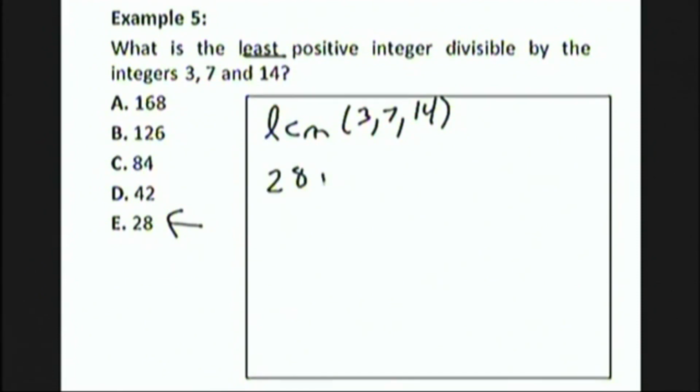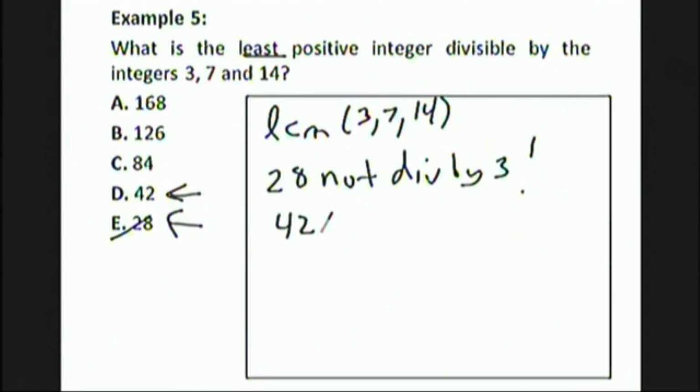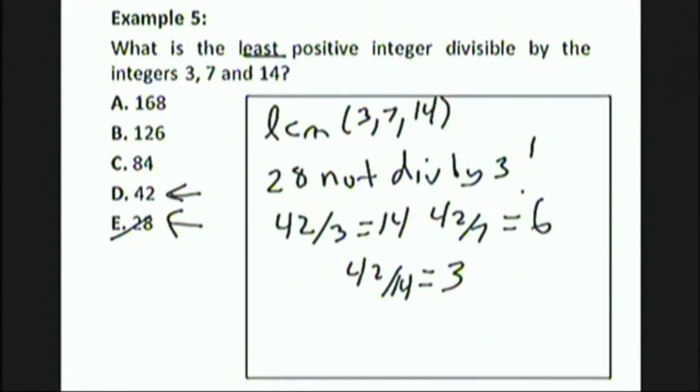But 28 is not divisible by 3. So the answer is not choice E. Let's try choice D next. 42 divided by 3 is 14. 42 divided by 7 is 6. And 42 divided by 14 is 3. Since all of these answers came out to integers, 42 is divisible by 3, 7, and 14, so the answer is choice D.